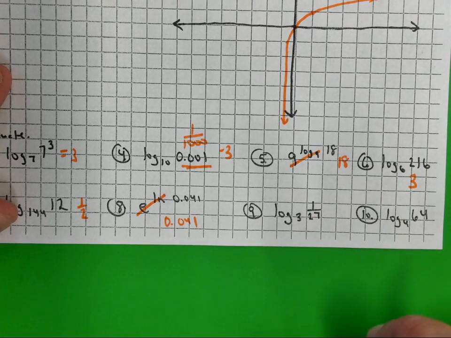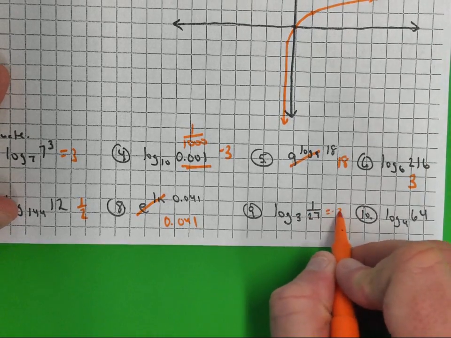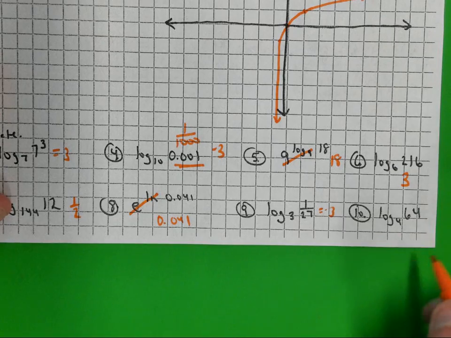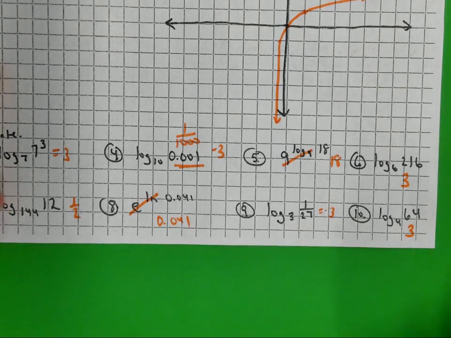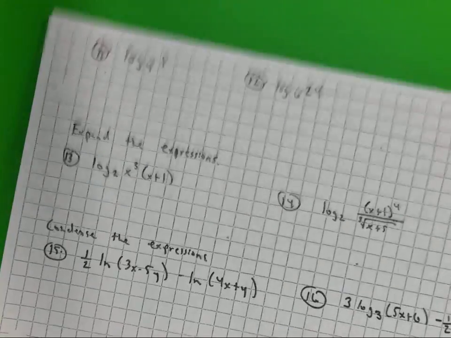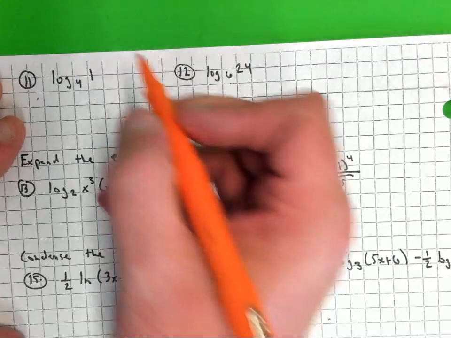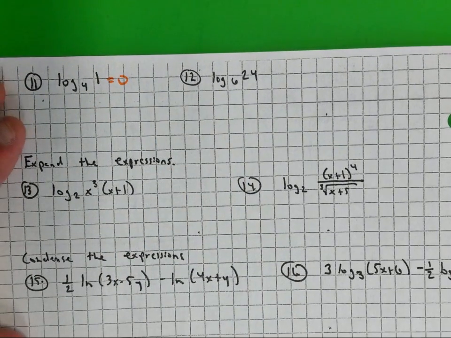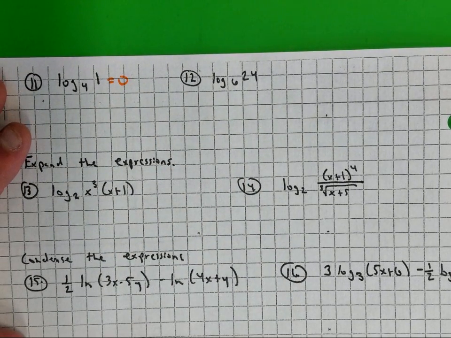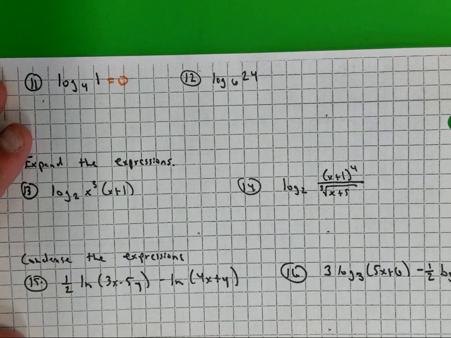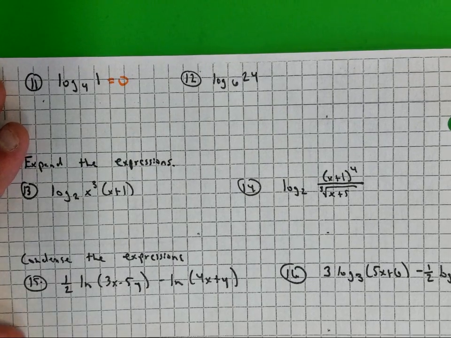3 to what gives you 1 over 27? 4 to what gives you 64? 3. Are there any questions on that? Oh, I got some more on the back. Number 11. 4 to what power gives you 1? 6 to what power gives you 24? Do you know that? So you have to use a change of base formula. So you take log of 24 divided by log of 6. Do that for me now.